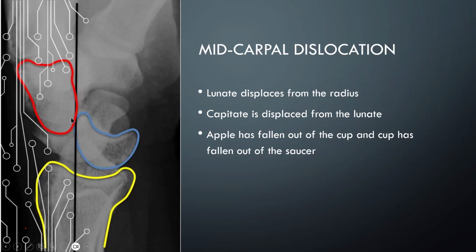But basically, in a mid-carpal dislocation, the apple falls out of the cup and the cup falls out of the saucer.